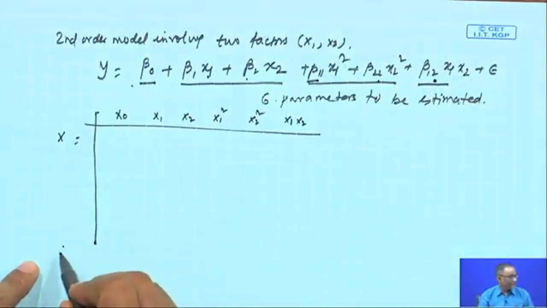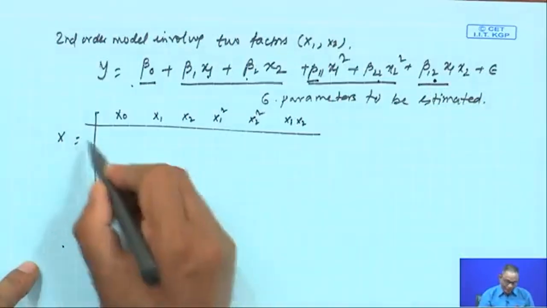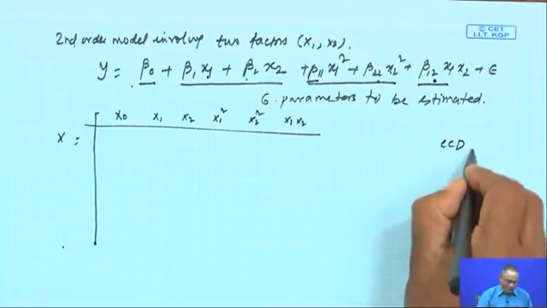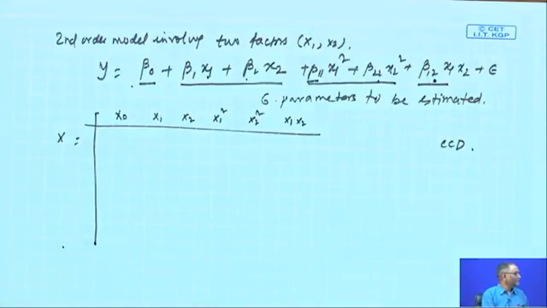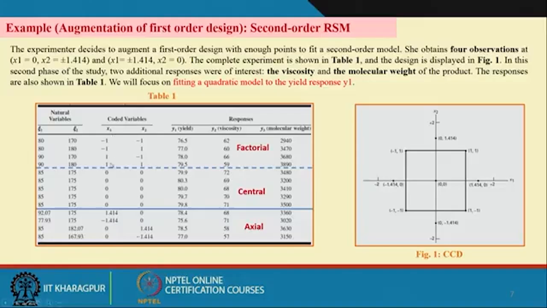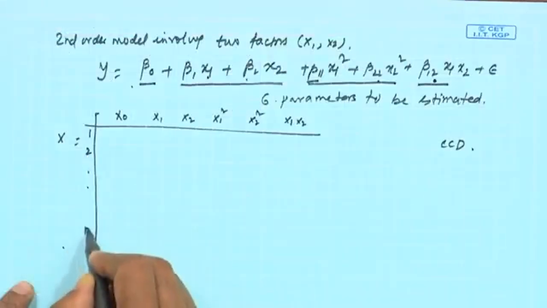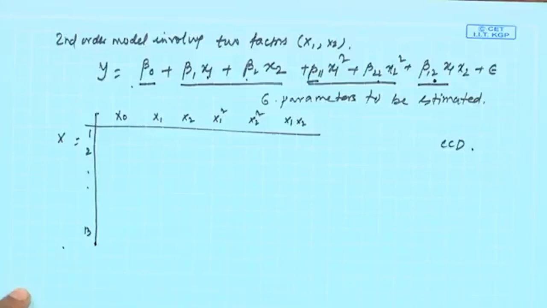Okay. Now how many observations do we have? We have a CCD here, a CCD with 4 factorial points, 4 axial points and 5 center points. So, that means 4 plus 4, 8, plus 5, 13. So, 1, 2, 3, 4, 5, 6, 7, 8, 9, 10, 11, 12, 13. You have 13 observations.